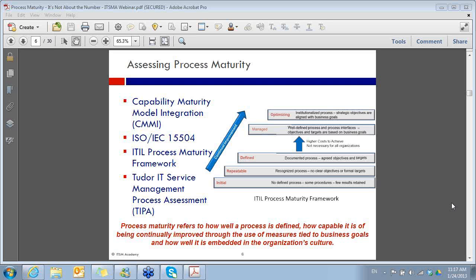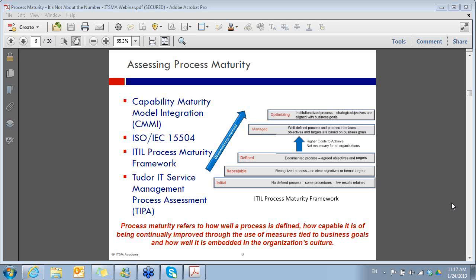process maturity is. So it is, simply put, how well your process is defined. So I'm talking about how clearly defined the purpose of the process is, how clearly defined your objectives are, right? How clearly defined are the work products that you need to produce from that process. How capable it is of being continually improved through the use of measures, and more specifically measures tied to business goals.